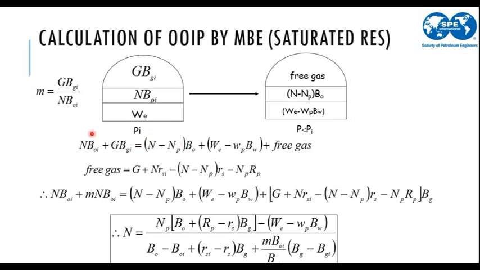Let's keep in mind that M, we're going to talk about the term M. M is the ratio between the gas volume at the reservoir condition, or the initial gas in place at the reservoir condition, divided by the initial oil in place at the reservoir condition.